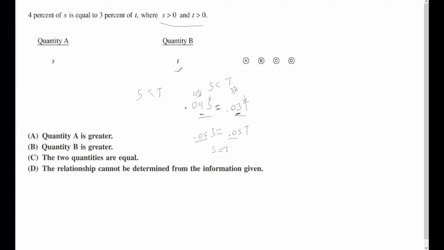So quantity B is t, so we're looking at answer B, which is that quantity B is greater than quantity A.